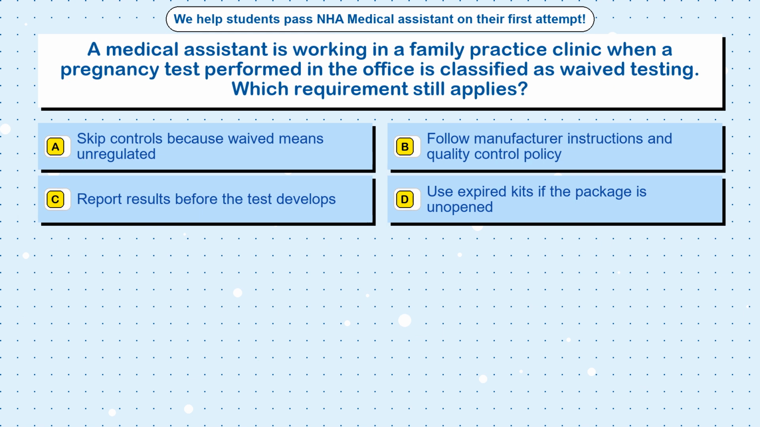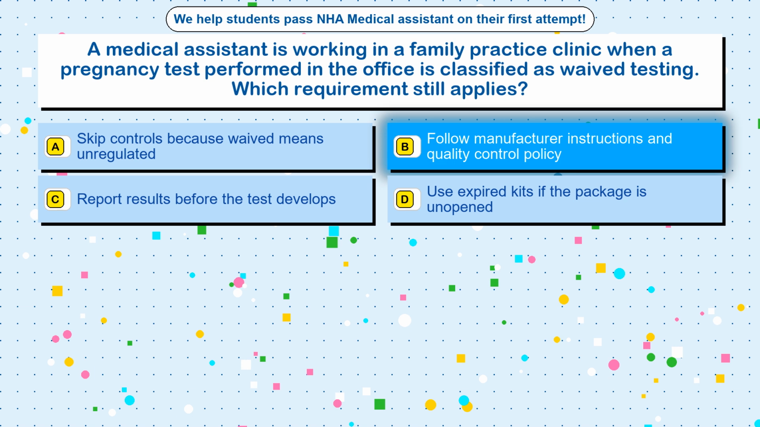Question 70. A medical assistant is working in a family practice clinic when a pregnancy test performed in the office is classified as waived testing. Which requirement still applies? Option A. Skip controls because waived means unregulated. Option B. Follow manufacturer instructions and quality control policy. Option C. Report results before the test develops. Option D. Use expired kits if the package is unopened.